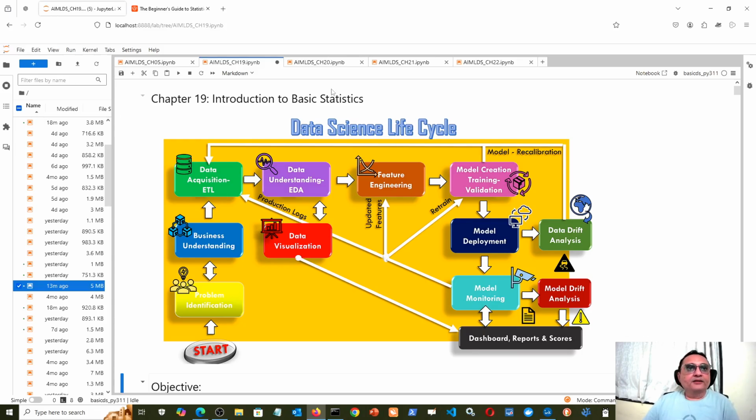Now, the name of the chapter is Introduction to Basic Statistics. You may wonder why suddenly statistics? Actually, we were doing this part of the data science life cycle in our previous 4 or 5 chapters. So now we slowly want to go here, model creation. And the feature engineering also, its advanced examples will come with model creation only.